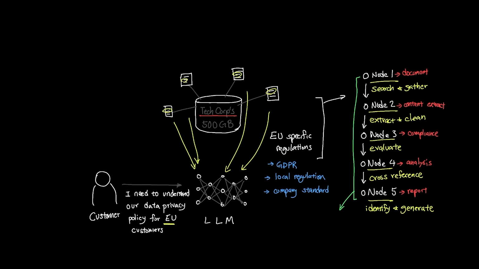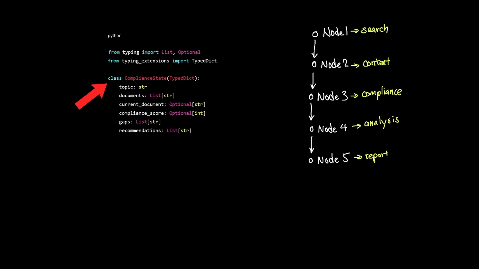And one final concept to keep in mind beyond nodes and edges is shared state between each node. This is possible by using StateGraph that essentially stores information throughout the entire workflow. For example, class ComplianceState(TypedDict): topic: str, documents: List[str], current_document: Optional[str], compliance_score: Optional[int], gaps: List[str], recommendations: List[str] can be used for the nodes we identified before.